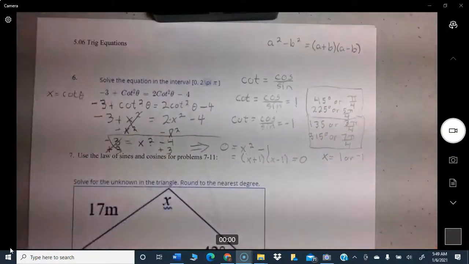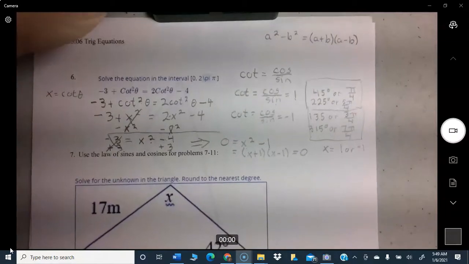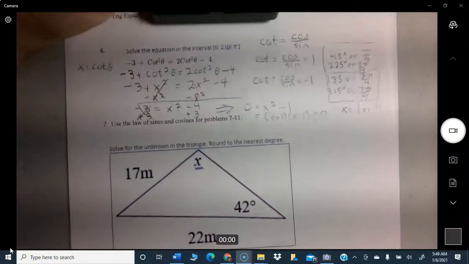So there's all your answers for that problem. Alright, the next 5 problems are going to be law of sines and cosines. I'm going to leave one of them for you to do on your own. The rest I will do. So let's do the first one here.